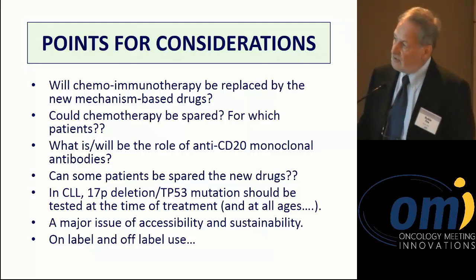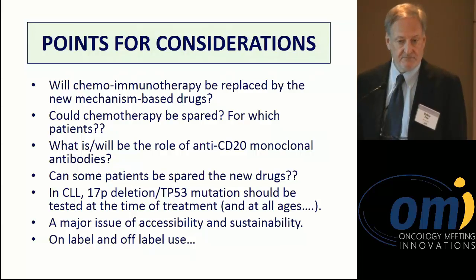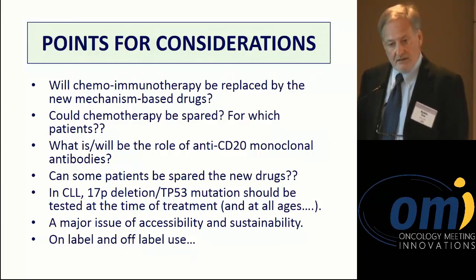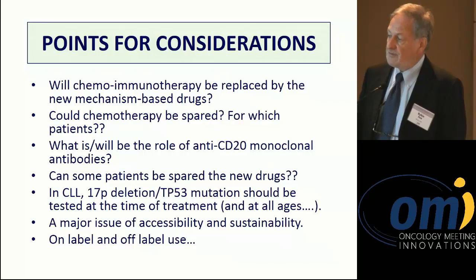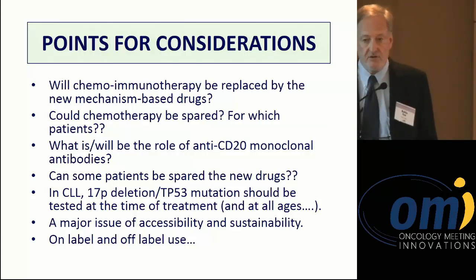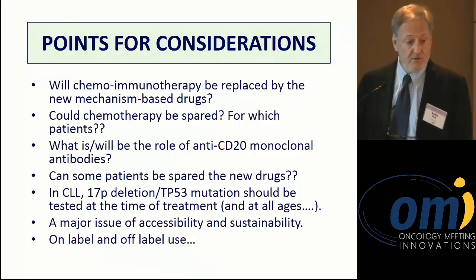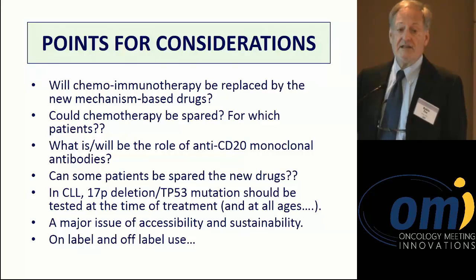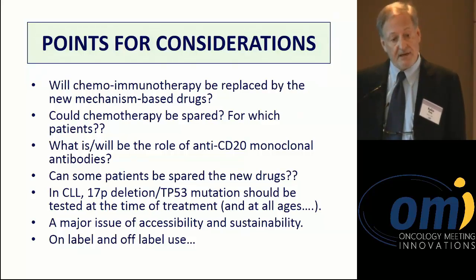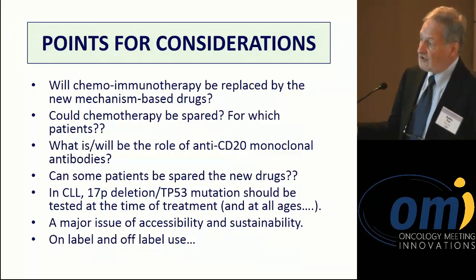The second question, it's all for the discussion: could chemotherapy be spared? And if that's the case, for which patients? For all or for some patients? In this same scenario, what is or will be the role of anti-CD20 monoclonal antibodies? Because you could have sparing of chemoimmunotherapy, you could have sparing only of chemotherapy. Maybe the anti-CD20 could still be part of the backbone of treatment, question mark. These were two question marks.